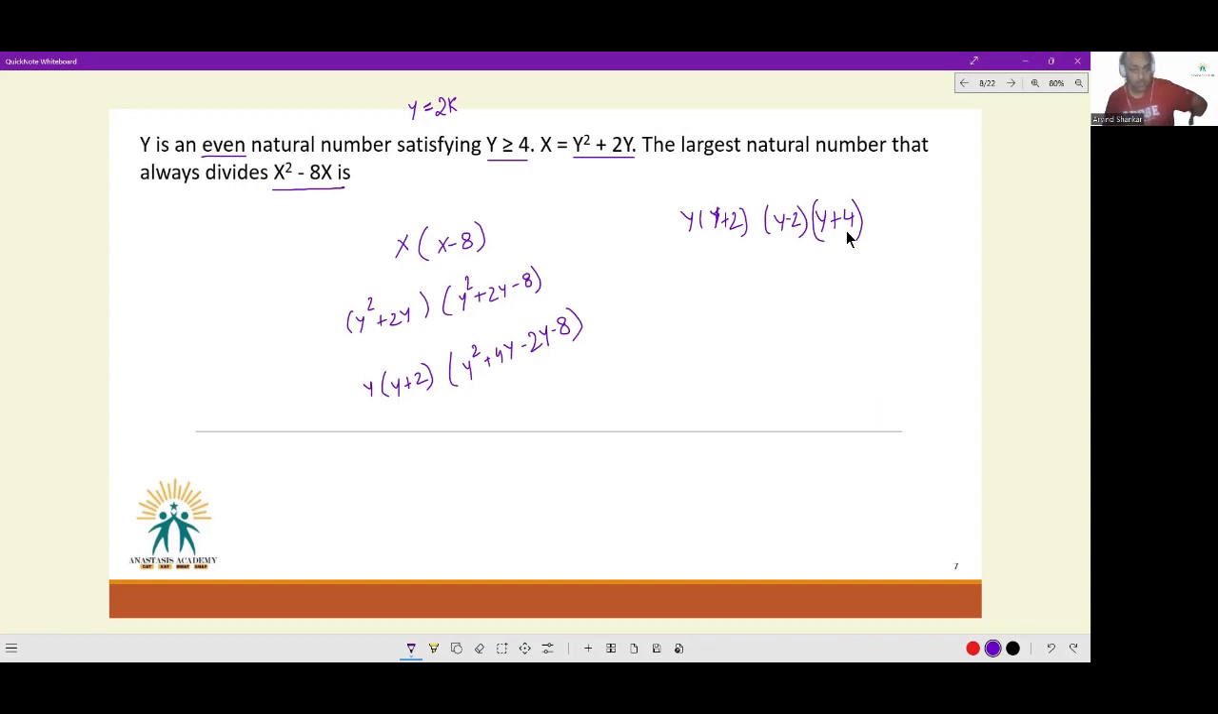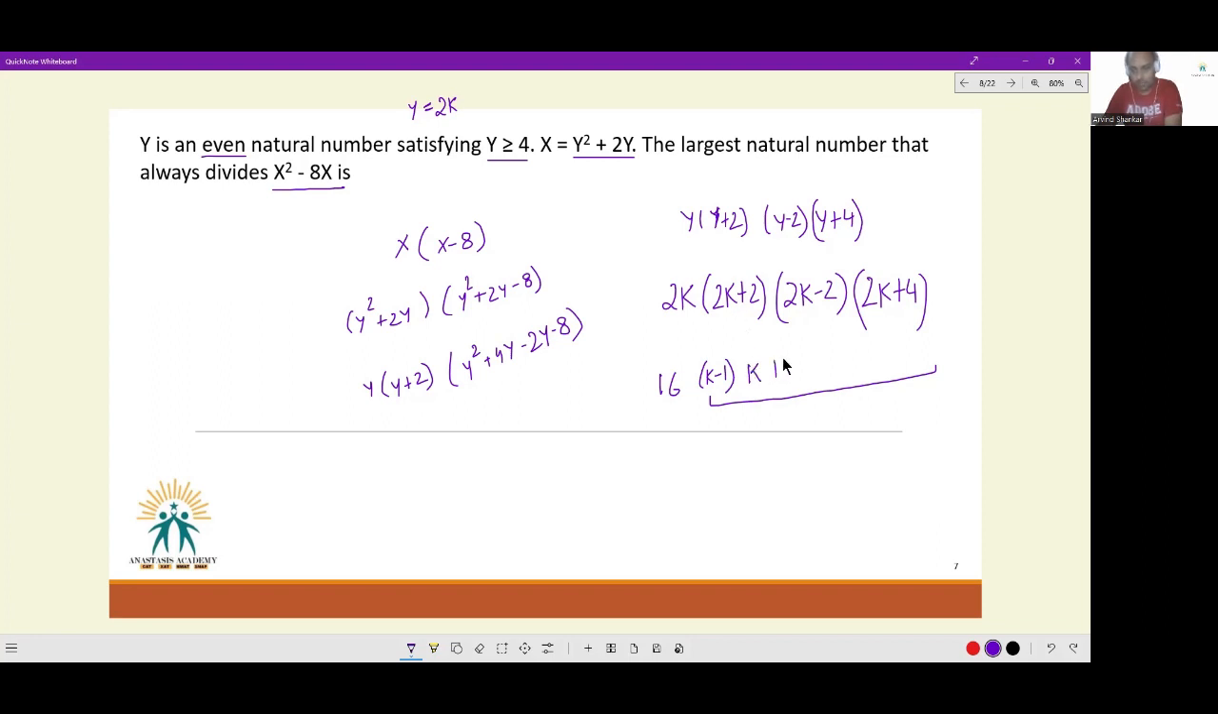Okay. Now, y is an even natural number. Because y is an even natural number, I can replace y with 2k. So I will have 2k plus 2, 2k minus 2, and 2k plus 4. From each of these terms, I can take 2 out common. I will have 16 times of k. In fact, I will write it in a specific way. When I take out 2 common from each bracket, I will have k minus 1 left, then k, then k plus 1, and k plus 2.